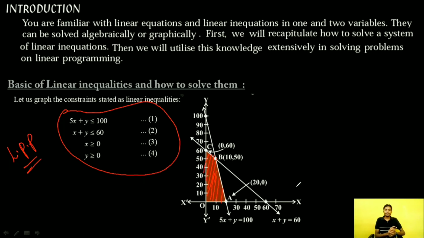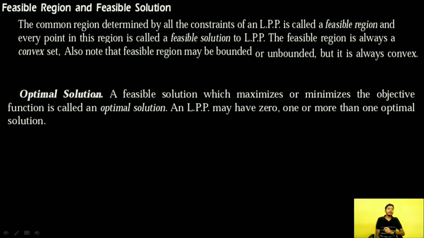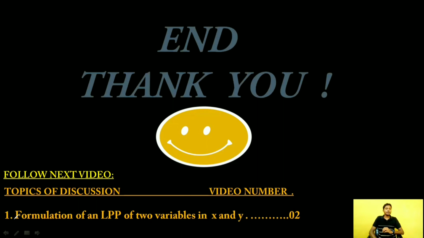Okay. Now optimal solution. A feasible solution which maximizes or minimizes the objective function is called an optimal solution. An LPP may have 0, 1 or more than one optimal solution. Okay, in my next video I will discuss formulation of an LPP of two variables. Must follow this video.